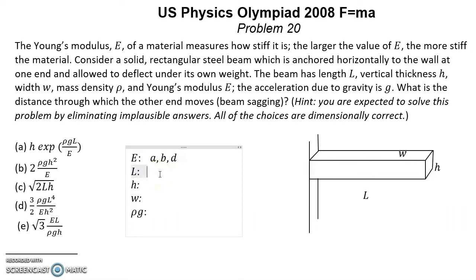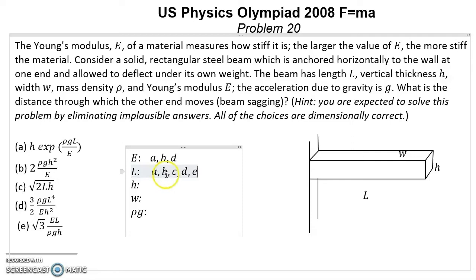Let's talk about parameter L. If we enlarge parameter L, for sure this deflection will increase. So this is good for choice A. For choice B, for choice C, for choice D, and for choice E. Oh, I'm sorry, it's not included in B. So B is no good.